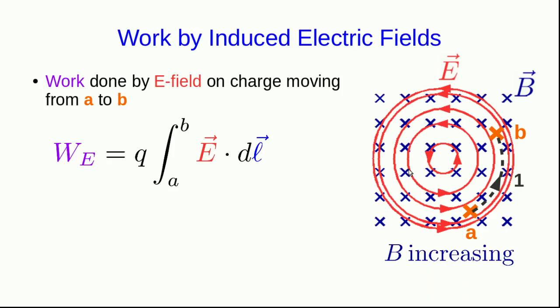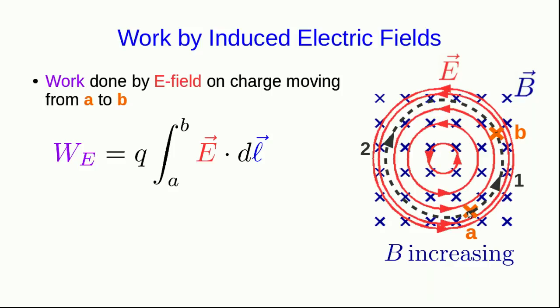There are some important consequences of the fact that these E fields that are induced by changing magnetic fields form closed loops. So let's think about the work done on a positive charge as we carry it from this point A to this point B. Here's what we've seen previously in the course for how we can calculate this work. And clearly here the electric force on the charge is going to be in the direction of motion the whole way along the path, and so this will be a positive work.